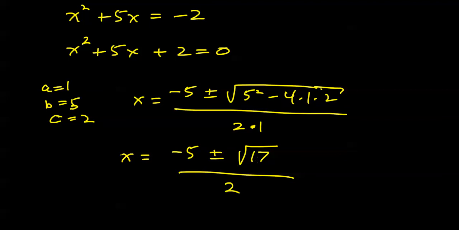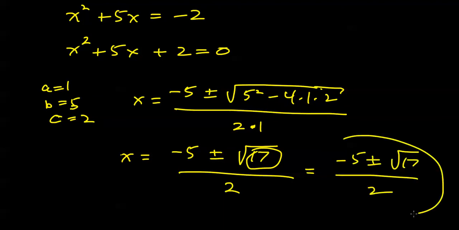Alright, now if I look to simplify, 17 is a prime number and hence contains no factors of any kind, no square factors certainly. So that's it, you're done. x equals minus 5 plus or minus the square root of 17 over 2. This represents 2 solutions in simplified root form.